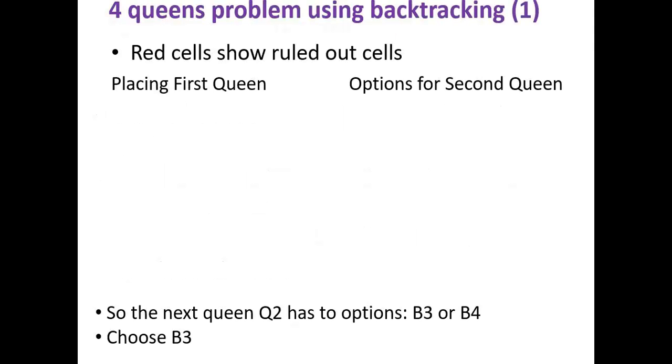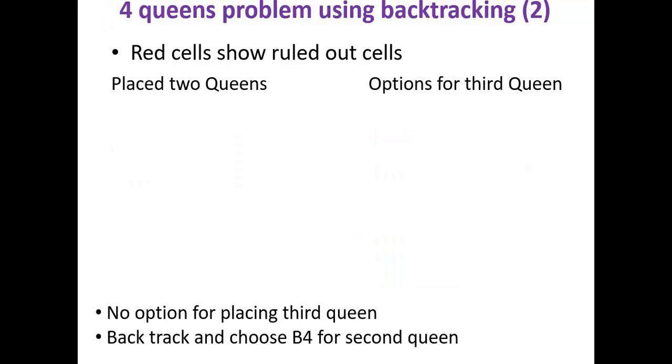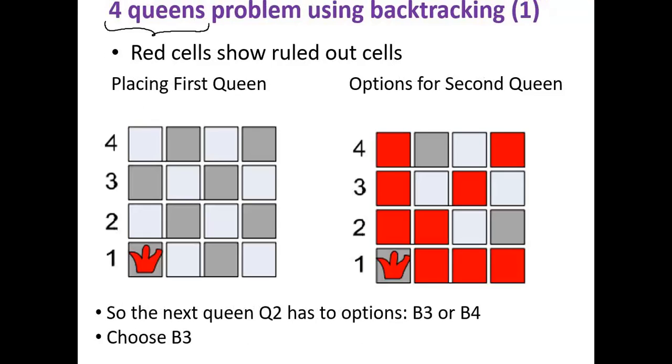So 8 queens will take more time. So for simplicity, I'm just going for the 4 queens problem. Let me call this queen A, this queen B, this one C, this one D. Okay, so I'm placing the first queen in the first column first.